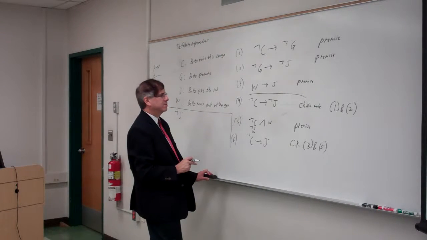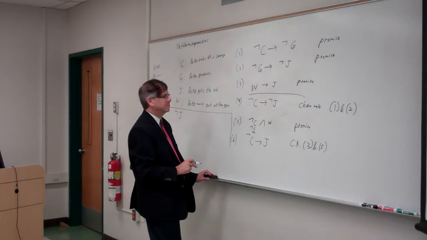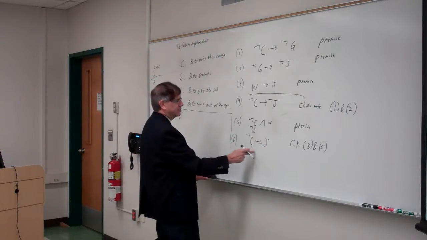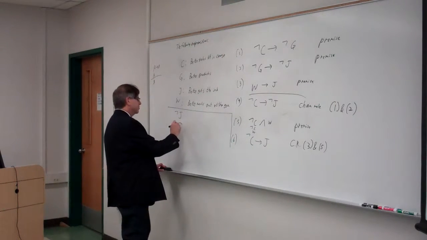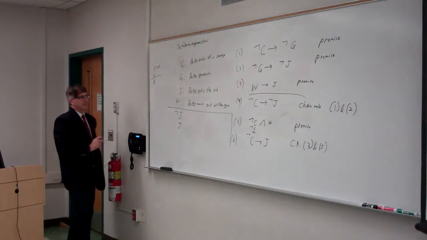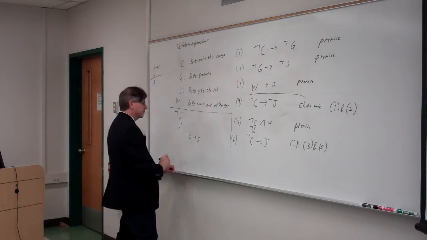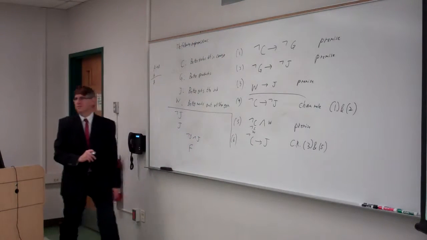Not J and J. I lost myself. Yeah, and then you just say not J and J is true. So not C is true and not C implies not J, and therefore not J is true. Right. And since this is true and this is true, that means this is true, but this is false, so this has to be true, and there's your contradiction.